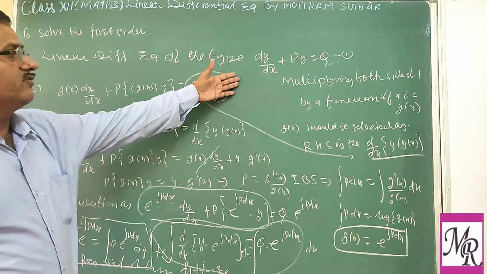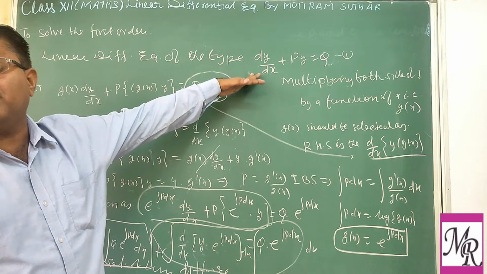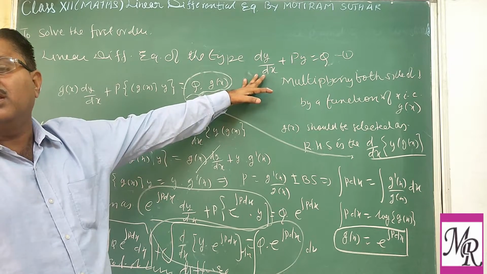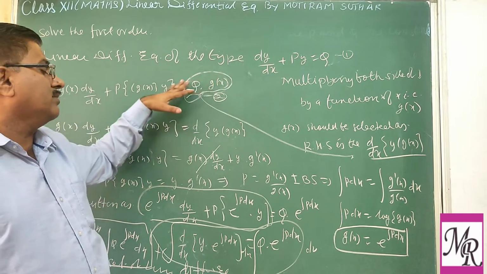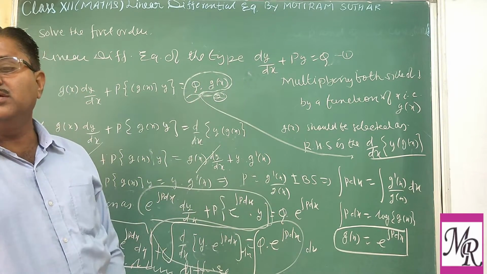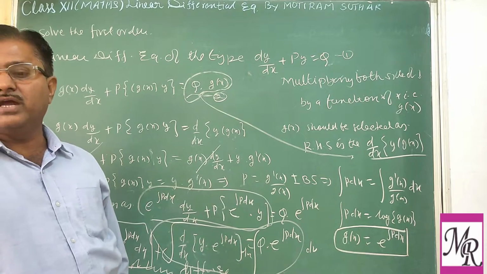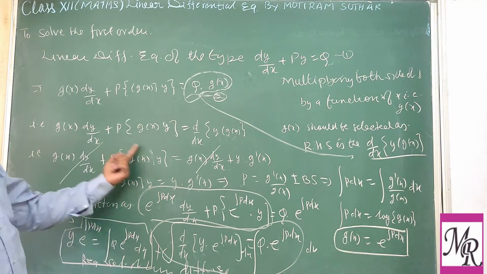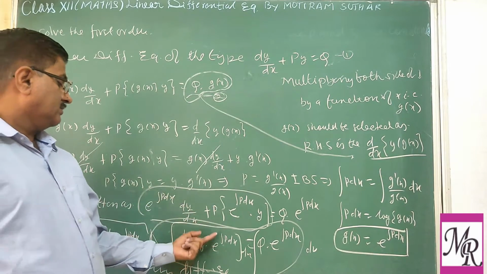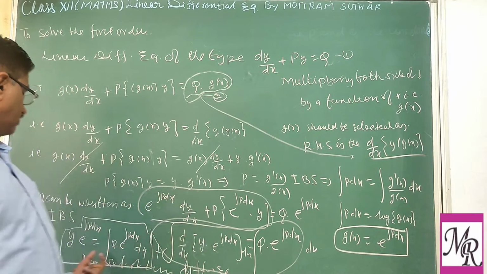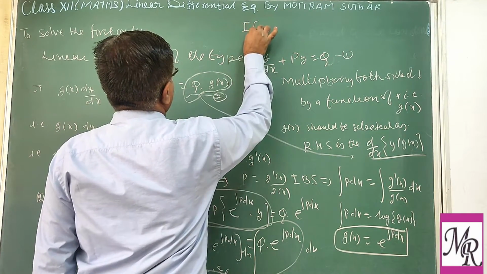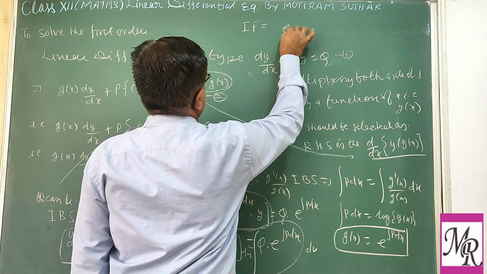So again we find a solution. Now the second step: our aim is to find the general solution of the linear differential equation. That's why we again multiply by the same process, but g(x) is replaced by e to the power integration of p dx. So you have to multiply and solve, and we get the value of y. So y equal to this. Now the important thing here is that this is known as the integrating factor.